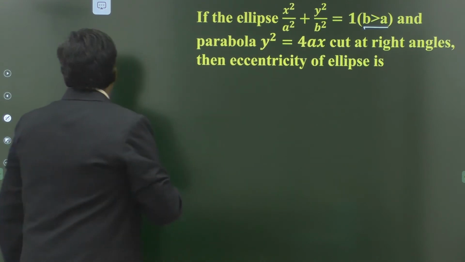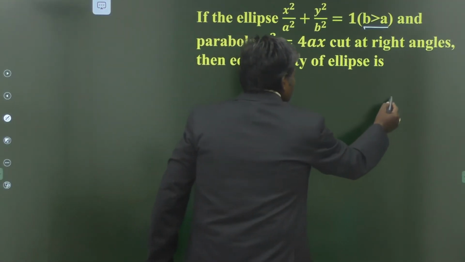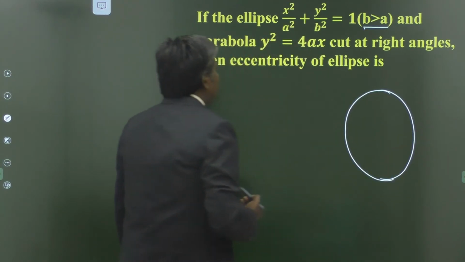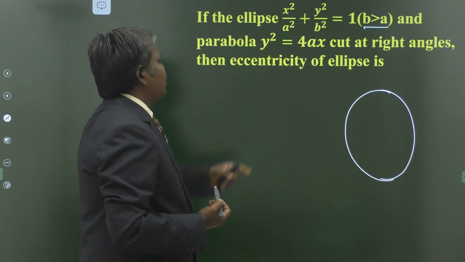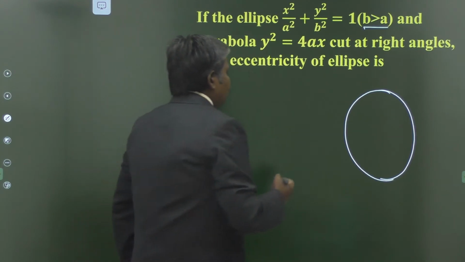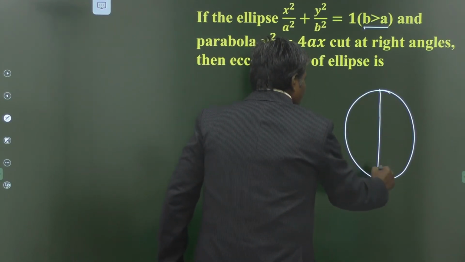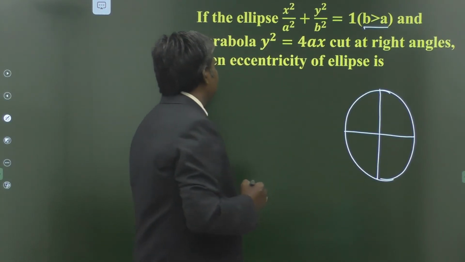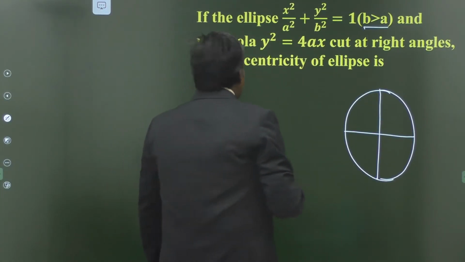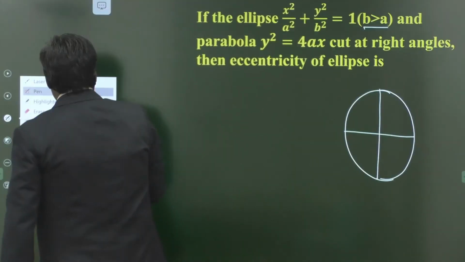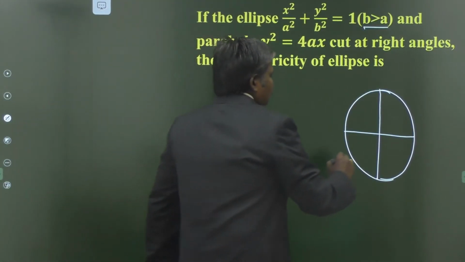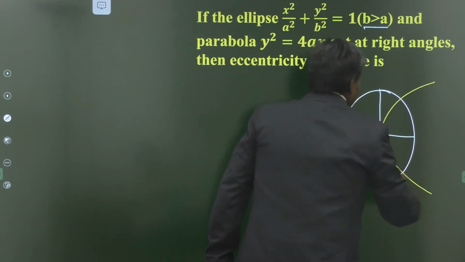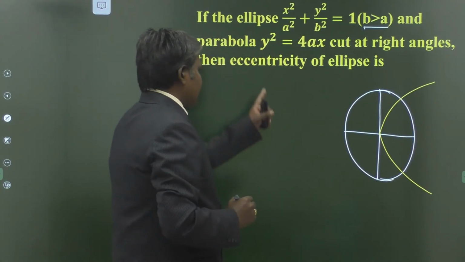B greater than a, the ellipse may be in this form, x square by a square plus y square by b square equal to 1, with major axis along the y axis and minor axis along the x axis. y square equal to 4ax represents the parabola. The parabola may be in this manner. These two curves cut at right angles.